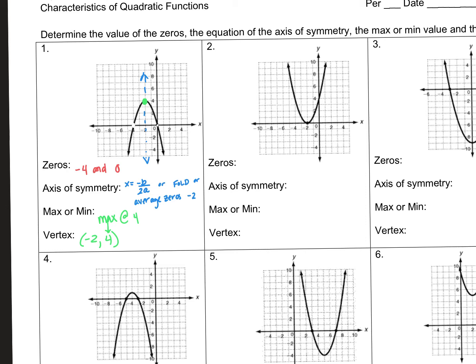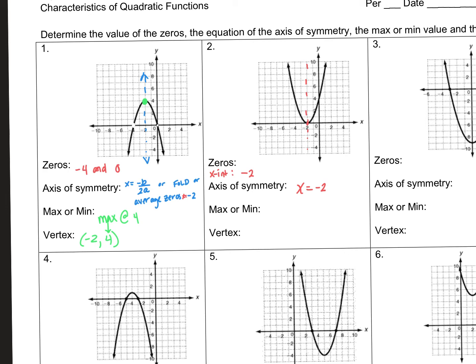Okay, for number 2, let's take a look at this one. So the zeros of the graph, remember those are solutions, roots, or what we're used to probably is the x-intercept. So the x-intercept, or intercepts in this case, is at -2. The axis of symmetry would be the fold line. So it's x equals -2. I don't think I put the equation here, but it really kind of needs to be on the last one.